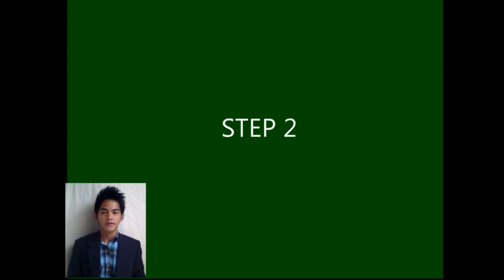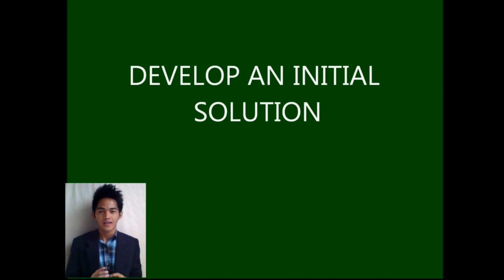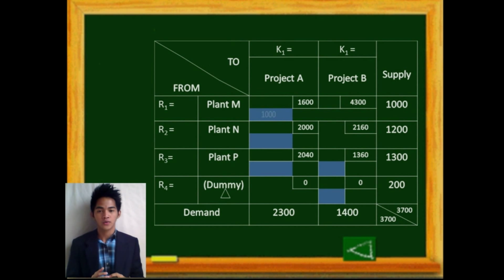Step 2. Develop an initial solution. Use the northwest corner rule. Starting at the upper left-hand corner of the initial table, the supply available at any row must first be exhausted before moving down to the next row, and the demand of any column must first be satisfied before moving to the next column to the right.